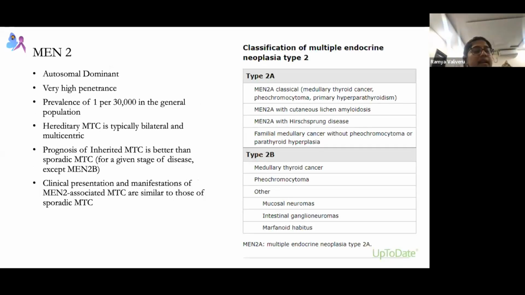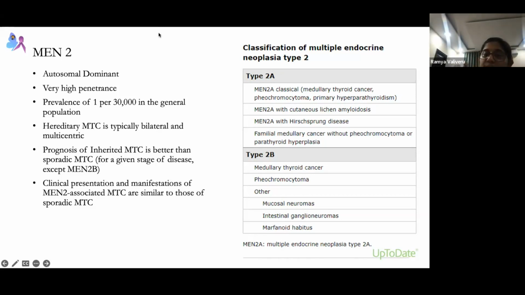MEN2 is an autosomal dominant syndrome with very, very high penetrance, and the prevalence is about 1 in 30,000 in the general population. Hereditary MTC is typically bilateral and multicentric because they all have the predisposing mutations. The prognosis of inherited MTC is better than sporadic for a given stage of disease, of course, except MEN2B. The clinical presentation and manifestations of MEN2 associated MTC are similar to those of sporadic MTC, depending upon the size, the location, and everything. But prognosis is better in inherited.